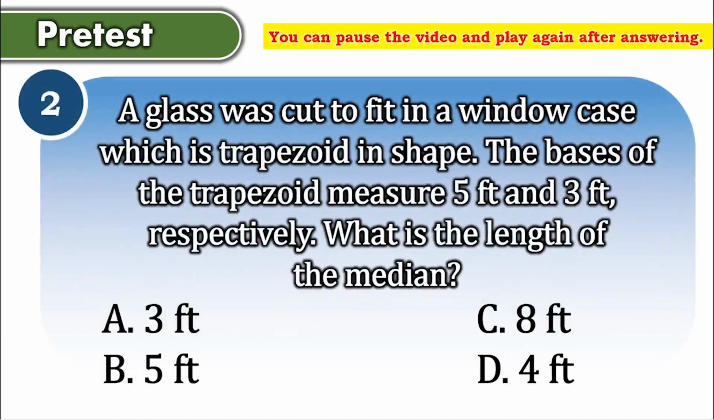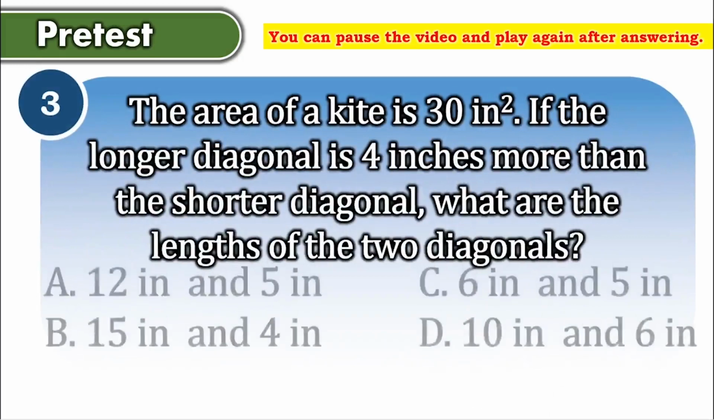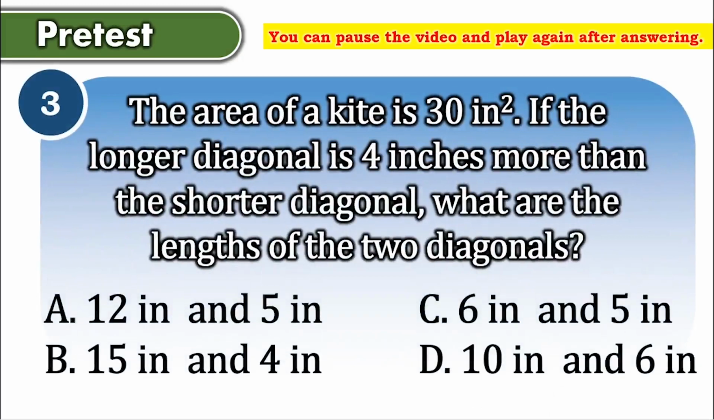Question number 2. A glass was cut to fit in a window case which is trapezoid in shape. The bases of the trapezoid measure 5 feet and 3 feet respectively. What is the length of the median? Problem number 3. The area of a kite is 30 square inches. If the longer diagonal is 4 inches more than the shorter diagonal, what are the lengths of the two diagonals?